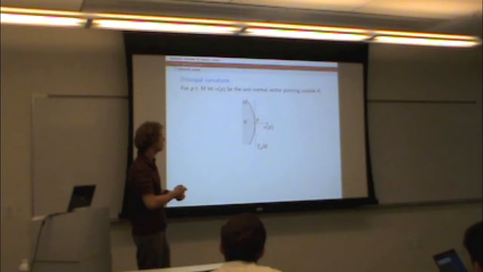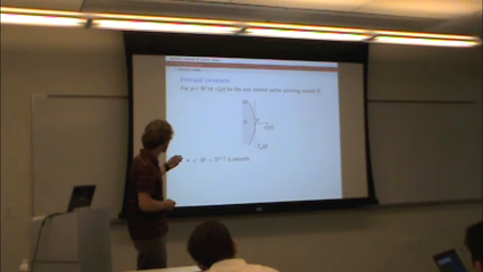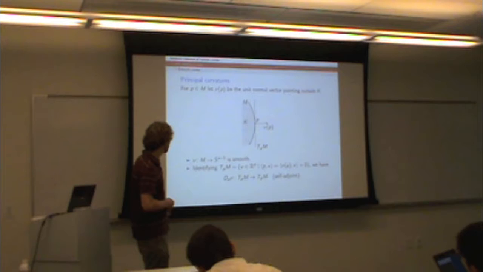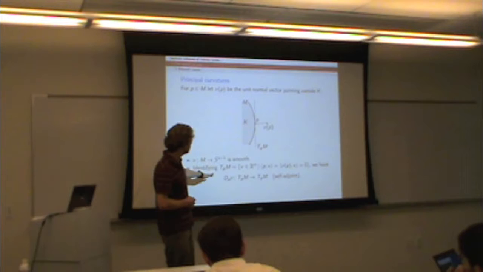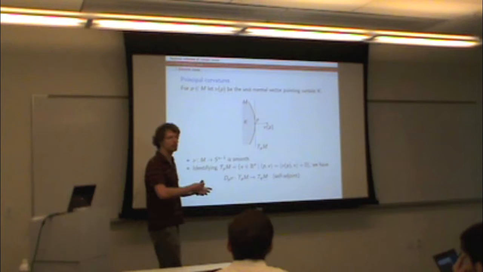This is happening in the sphere. In the sphere, yes. I mean, you can think about it, it doesn't matter. Right, and now this U is also called the Gauss map. This is a smooth map, and now we can look at the derivative of this map. For this we need to make some identification. So we're looking at the tangent space of this spherical convex set M, but we think about the unit sphere as embedded in Euclidean space.